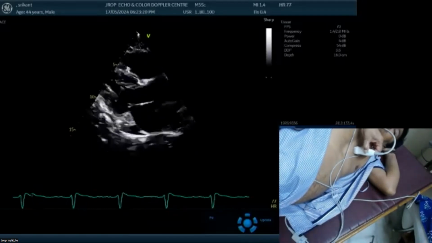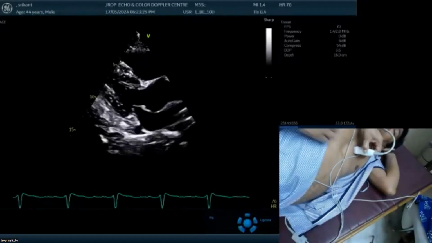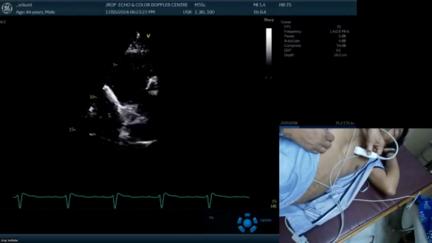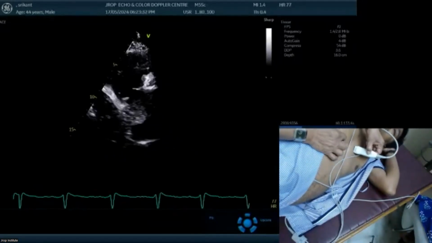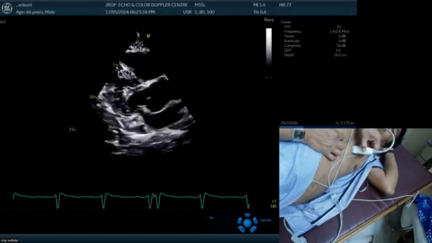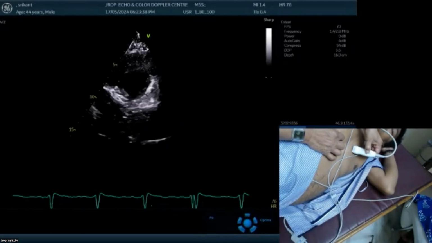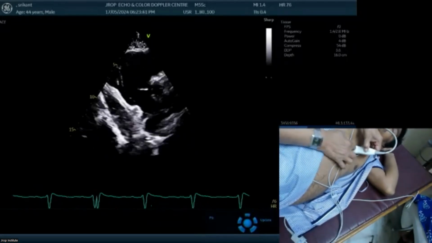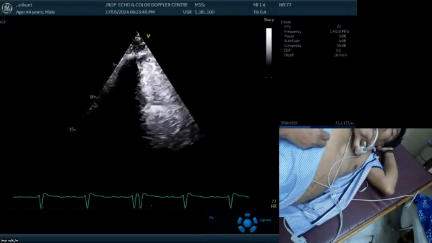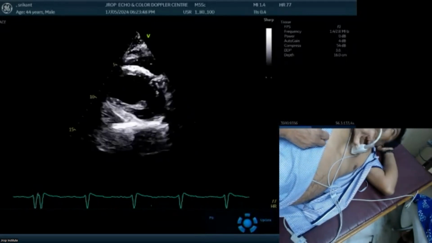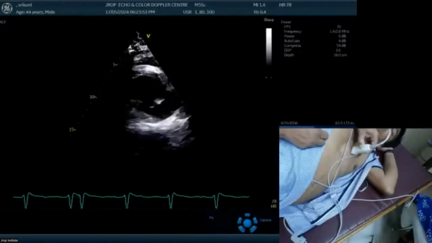Absolutely 90 degrees at 11 o'clock position. If we rotate this item, what we get is RV-RA inflow. Here's a classical view. Look at the mediastinum, we get RV-RA inflow. Toward the left shoulder, then what we get is RV-RA outflow. This is inflow, and we get RV-RA outflow.